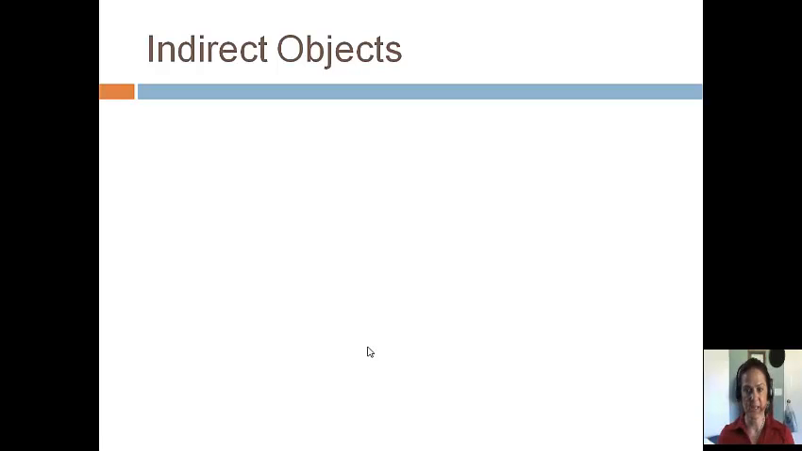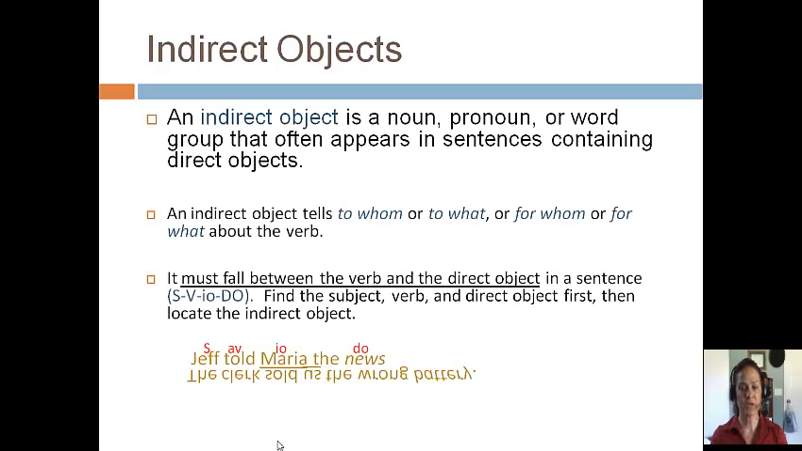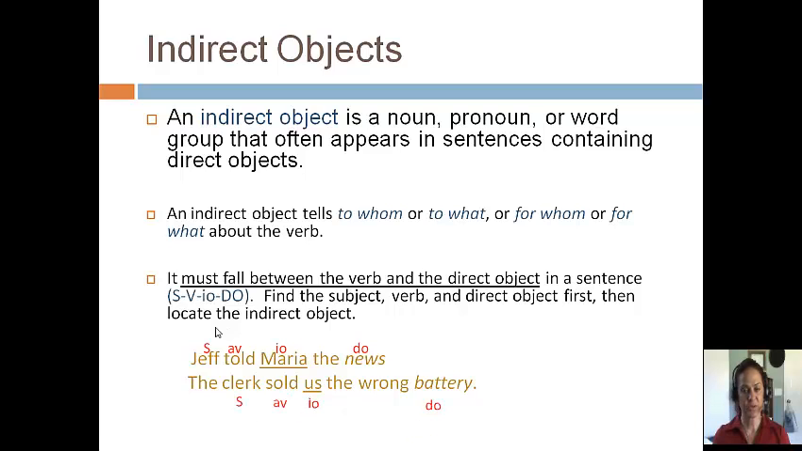Jeff told Maria the news. First I find my subject, Jeff. My action verb, told what? News. So news is my direct object. For who or for whom? Maria, indirect object. The clerk sold us the wrong battery. So clerk is my subject. Sold would be my action verb. Sold what? Sold the battery. So that battery is my direct object. To who? To us, indirect object.